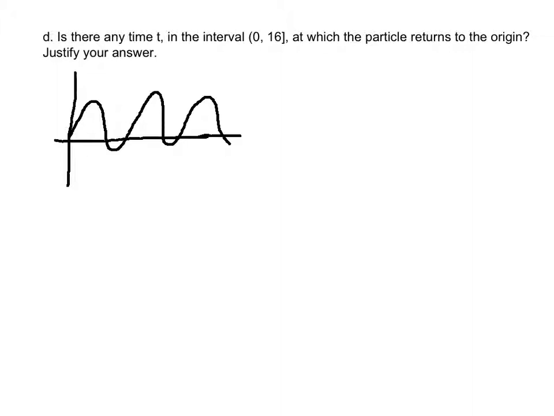Now, the negative area that this graph accumulates, marked in orange, never is equal to or exceeds the amount of positive area accumulated that is marked in green. This shows you that no matter how far along the 16 interval you go, it never returns to the origin because the negative area is never equal to or greater than the positive area accumulated.